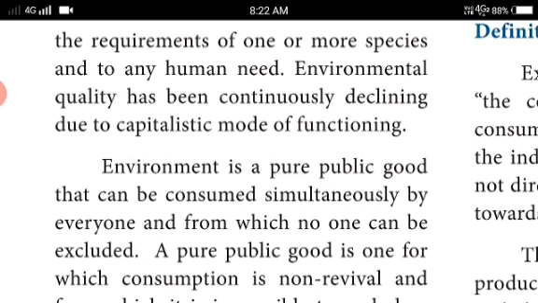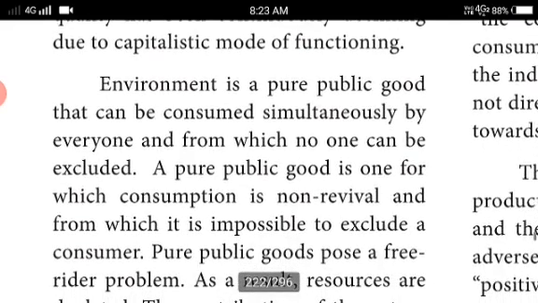They are exploiting the natural resources. The wealth is exploited by the capitalist. Like that, human beings also continuously exploit the natural resources, which is the environment, for our daily consumption or economic activities. This is the meaning of the capitalist mode of functioning. Understood?